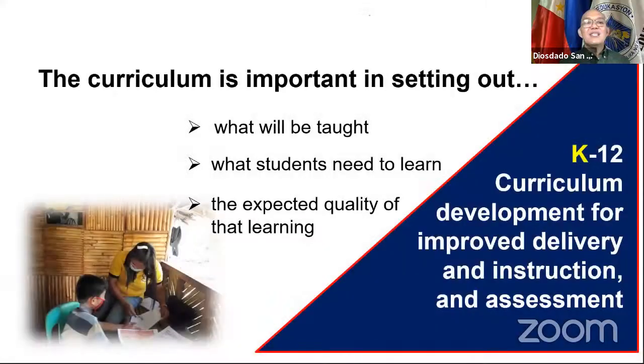And of course, we know that curriculum is important in setting out what will be taught, what students need to learn, the expected quality of that learning as well. Because K-12 curriculum development for improved delivery and instruction and assessment is really about making sure that we will be very clear about what we will be teaching the youngsters of the Philippines, what they should be learning, and the quality of learning that's expected of them.